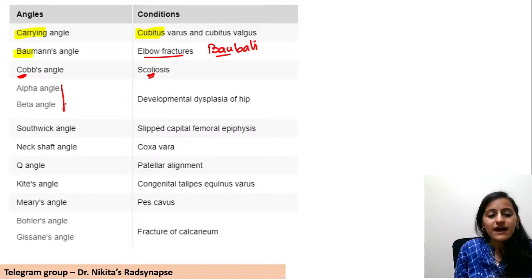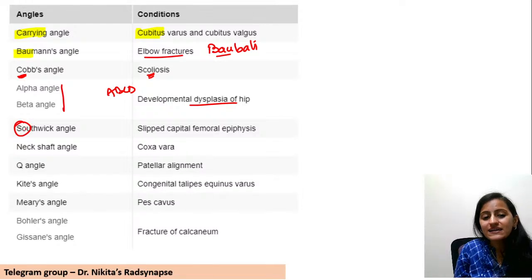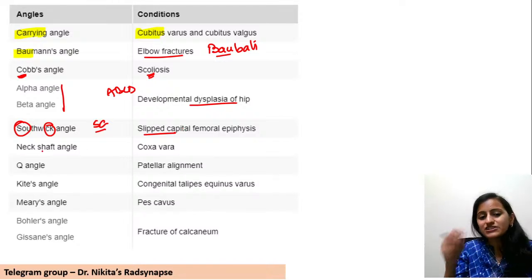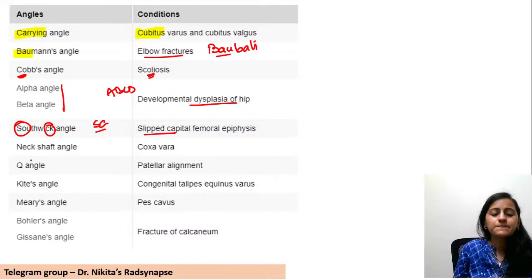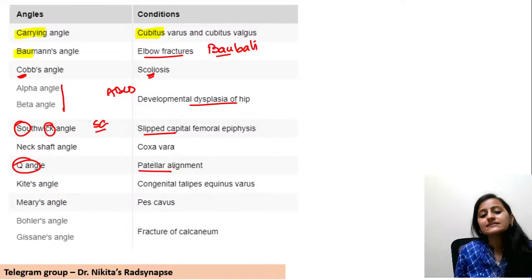Next one, alpha angle, beta angle, that is your DDH, ABCD. Then you have Southwick angle, that is your SC, slipped capital femoral epiphysis. Neck shaft, we know it is coxa vara. Q angle is your patellar alignment. Remember on the patella, there's your quadriceps. Remember the Q is for patella.